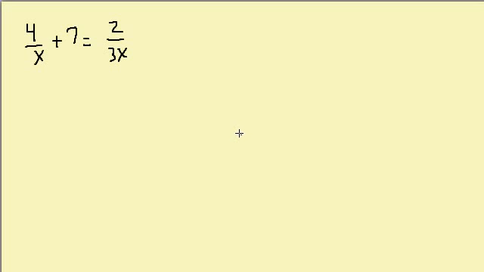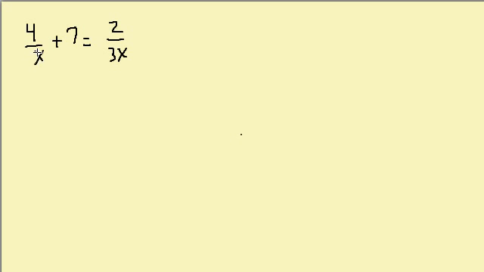Alright, let's look at solving rational equations. So when I solve a rational equation, notice that the denominators have variables in them. So the first thing I want to do is state my restrictions. And what that is: what can I plug in for x in the denominator that will make the denominator 0.